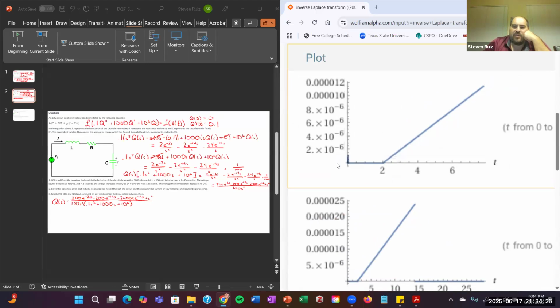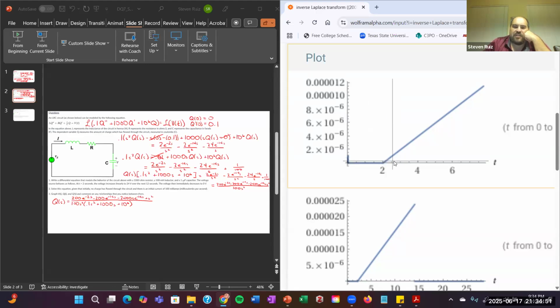We start out at, even though we said the initial charge was absolutely 0, we do see a little spike here, and that's because we started with some current. So because of that initial current, we're going to see some charge moving through the circuit. It's going to dissipate very quickly. And then we're going to see no charge at all moving for the first 2 seconds.